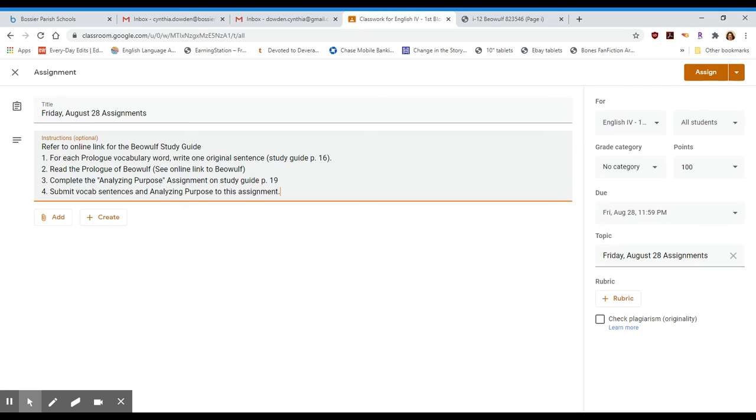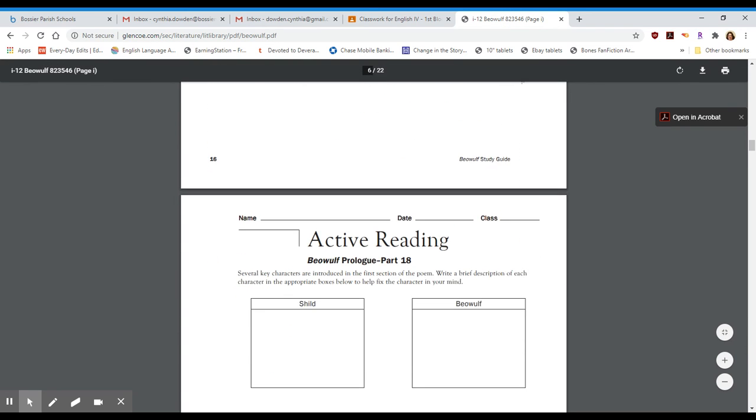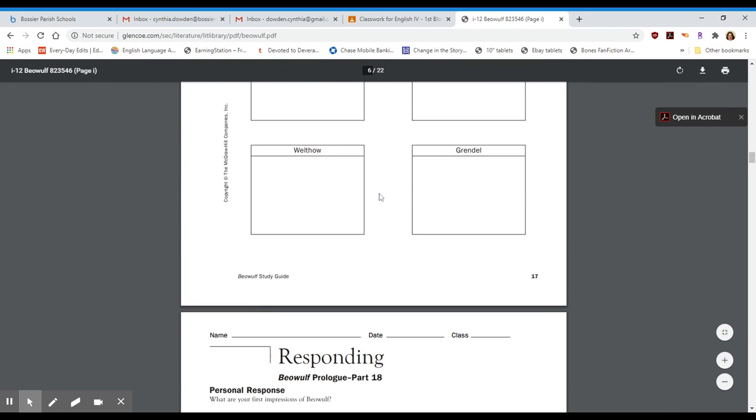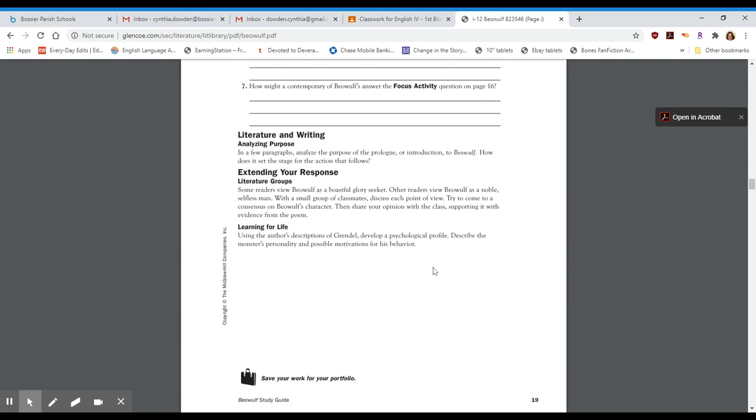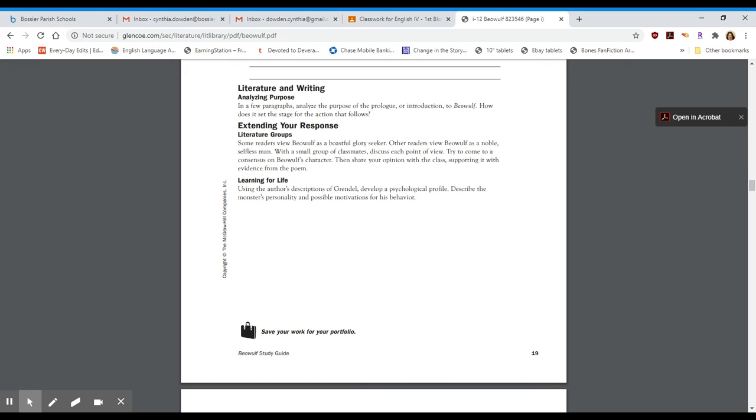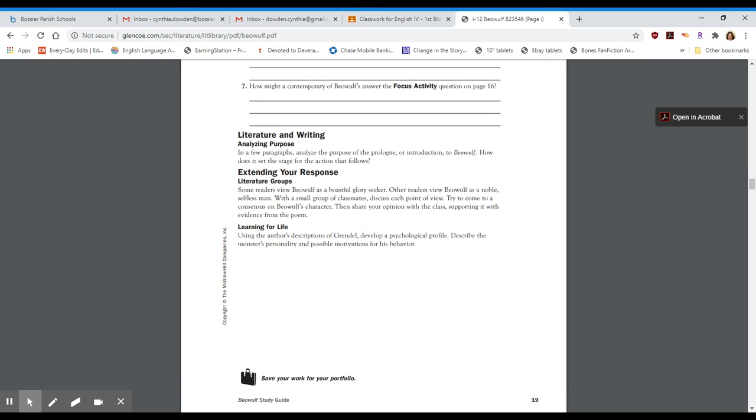The second assignment is to read the actual prologue of Beowulf, and you need to click on the link that is in Google Classroom that takes you directly to the poem, and you're only going to read the prologue today. So pay attention to what it's labeled and find the prologue. And then the last thing you're going to do is complete this analyzing purpose assignment on page 19 of the study guide. So we're going to skip down to that. We are skipping page 17 and 18. We'll come back to those later, okay? So don't worry about that. But we're going to go down to page 19, and the analyzing purpose is right here.